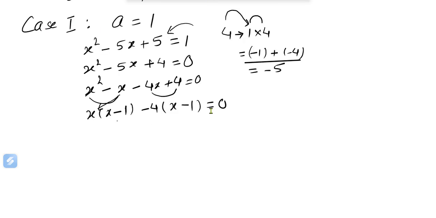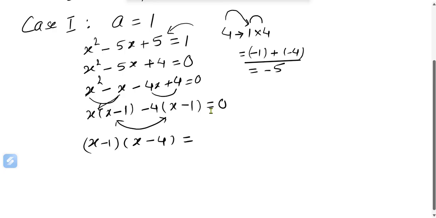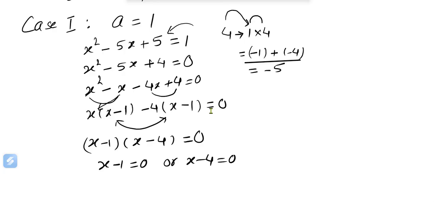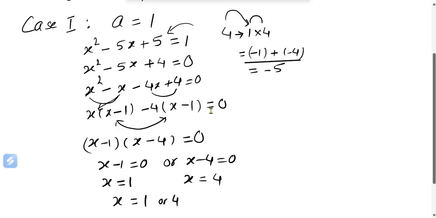So from here, x minus 1 is a common factor on both sides. Now here x minus 4 is equal to 0. Simply means x minus 1 is 0, or x minus 4 is 0. That gives x is equal to 1, we add 1 on both sides, and here x is equal to 4. So we have the values of x, which is 1 or 4. So we have two possible values of x.